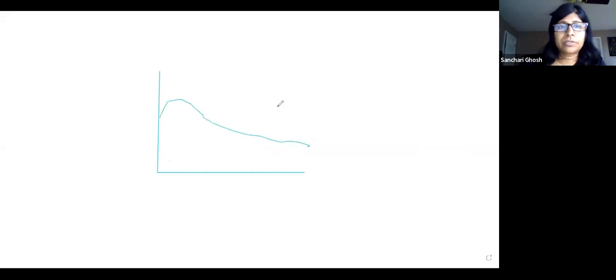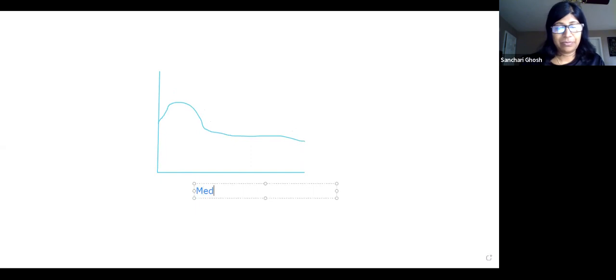This will be skewed to the left. It's not exactly a depiction of what I wanted to mean. That's the way you want it to be. Skewed to the right. So most of your data is here. Whereas this is skewed to the right.